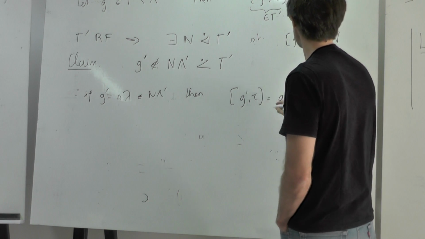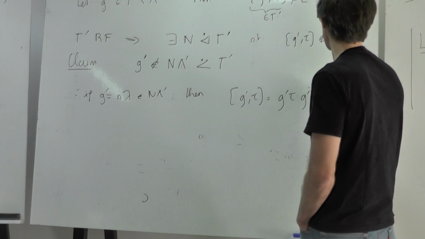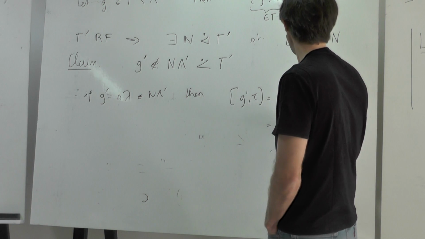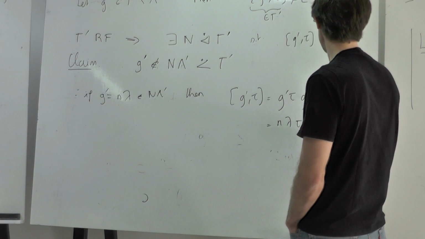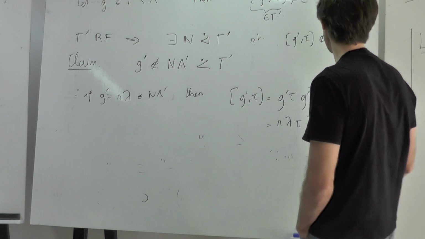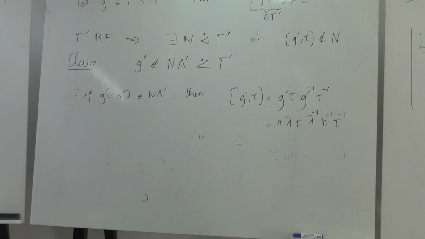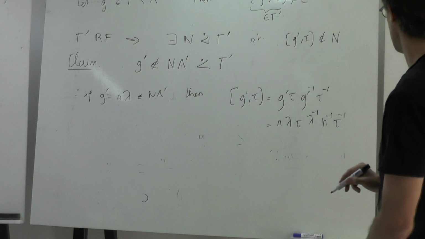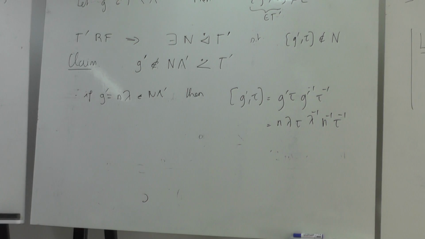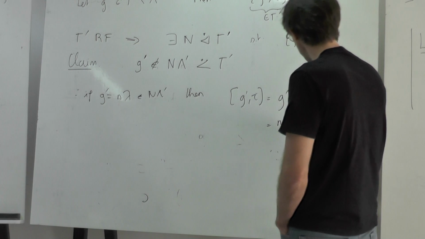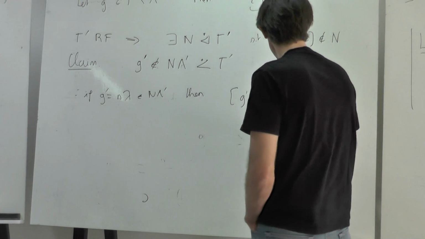here you have n lambda tau, lambda inverse n inverse tau inverse, and I'm already lost. So please help me. What am I doing? Maybe you want to say that lambda commutes with tau. Yeah, I want to say that. Okay, thank you. So lambda commutes with tau.